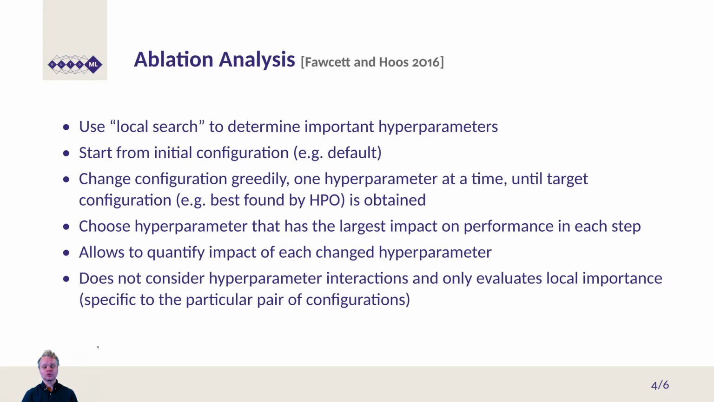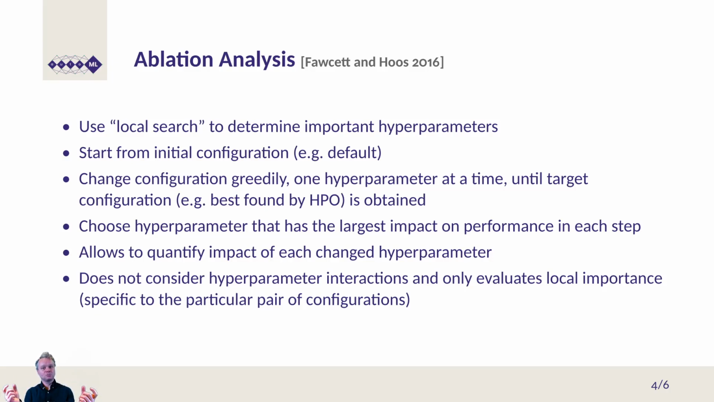Based on the idea of local search, we can also do ablation analysis, which essentially allows us to quantify how important hyperparameters are with respect to performance improvements that we have observed. So the idea here is that we take an optimized hyperparameter configuration, something that was found by a local search, for example, and we take something to compare it to. And that could be, for example, the default hyperparameter configuration for the particular learner, which is usually what we would start from.